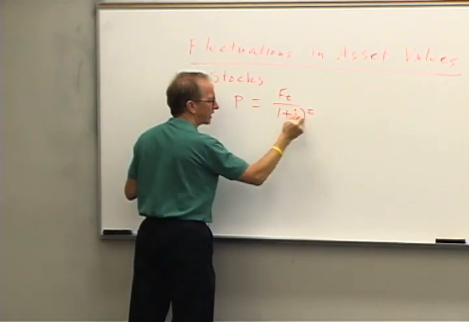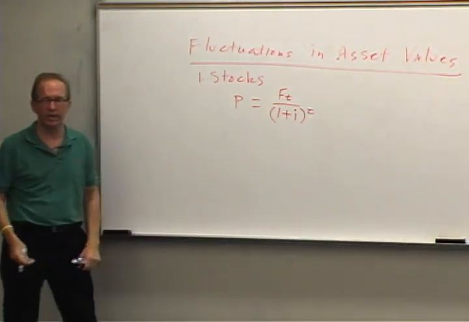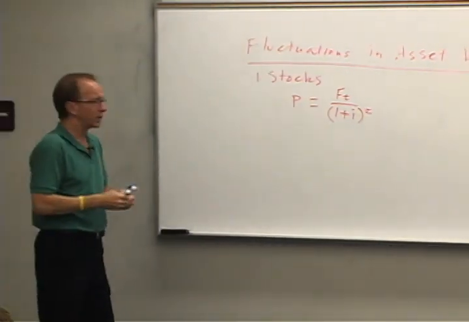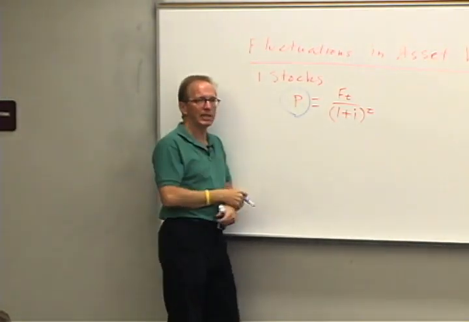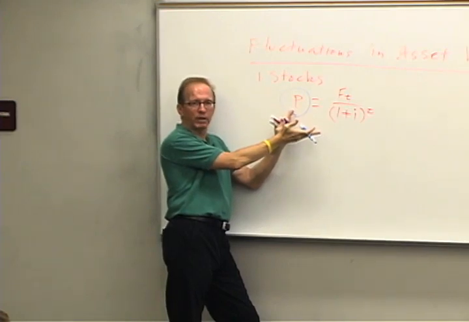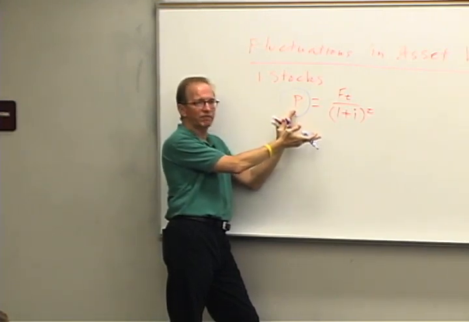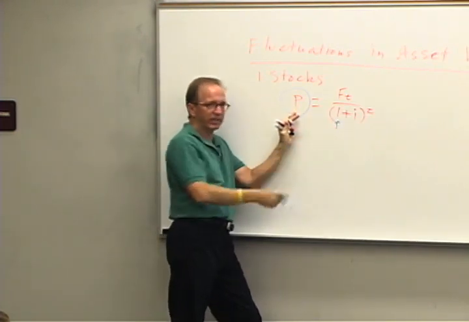If this is our formula to calculate asset value, then when we say, hey, there's a fluctuation in the value, there's a fluctuation in P, it's got to be caused by something over here on the right-hand side, yes? Well, guess what doesn't fluctuate? 1, that's not going to change.